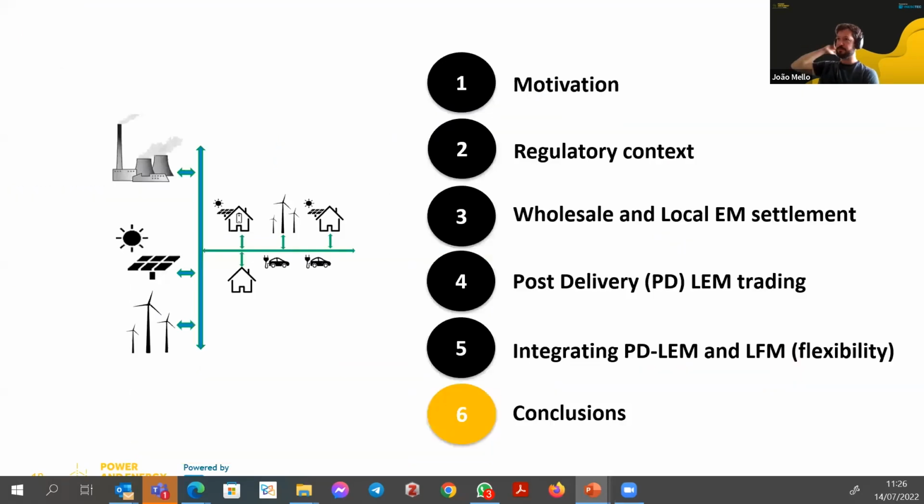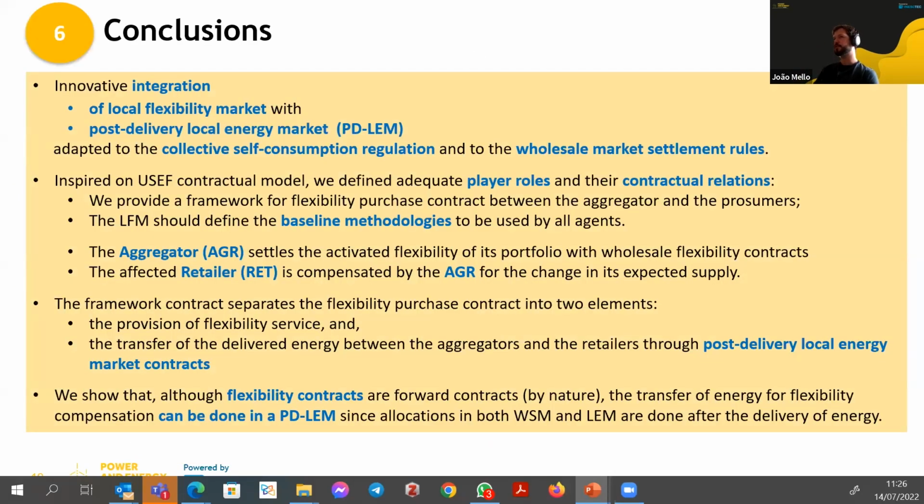And finally, for the conclusions, we believe this is an innovative solution because it integrates a local flexibility market. So it's a solution for a local flexibility market integrated with the local energy market. It uses the post-delivery energy market, which is very innovative because it's a very simple energy market where agents, if you imagine very small agents like house owners, don't have to forecast how much they're going to consume or produce. They basically are going to sell or buy the energy that was already produced.